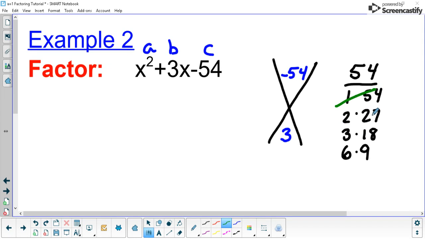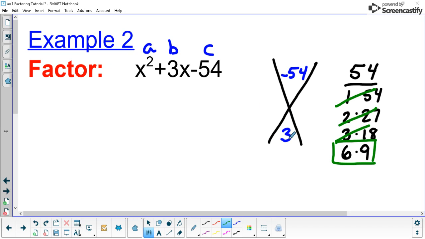So that's not going to work. 2 and 27, those are not going to work. 3 and 18 are too far apart, so those won't work. 6 and 9 are our only option left, and 9 minus 6 is going to give us a positive 3. So we're going to use 6 and 9.